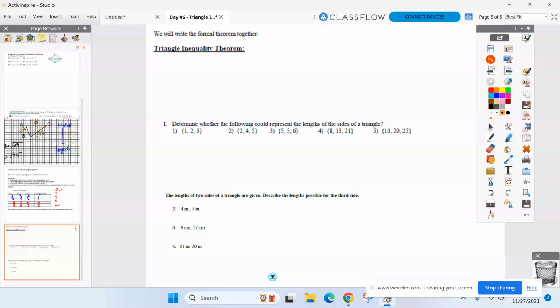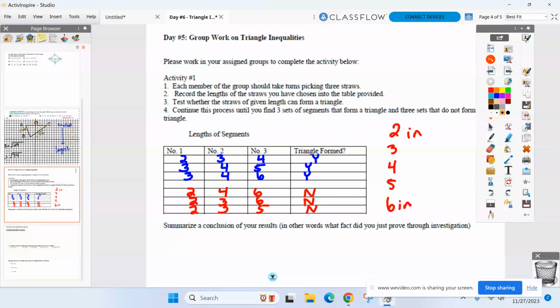You're going, Matt? The two smaller sides have to add up to more than the bigger side. Correct. And it's just got to be more. It has to be any two sides. If you pick any two sides, for instance, 3 and 4, any two sides added up have to be greater than the third side.